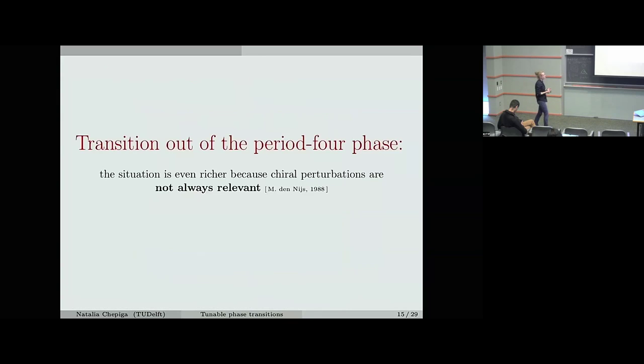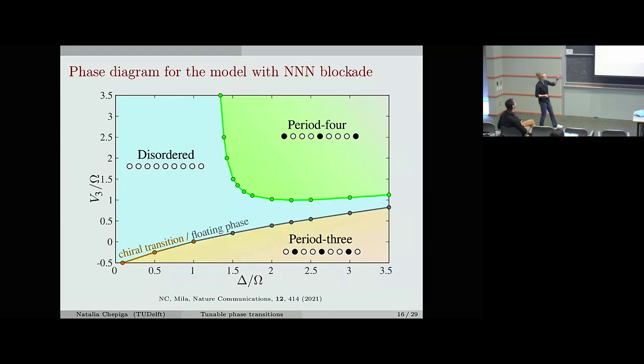The only thing that we knew for sure is that the chiral perturbation might not always be relevant. It means that even if there is some incommensurability, it might not change the nature of the conformal point. And if it changes it, there is still a question of how. So we start to explore, and this is the basic phase diagram.